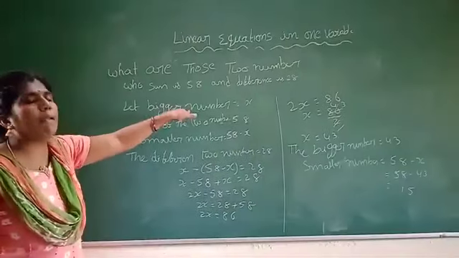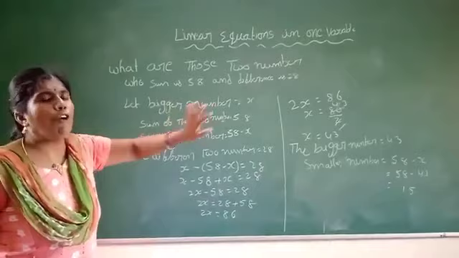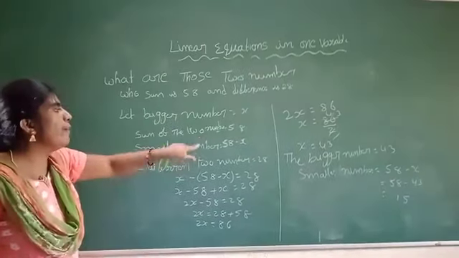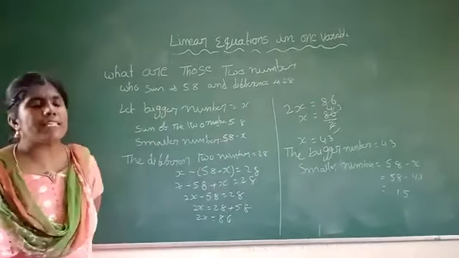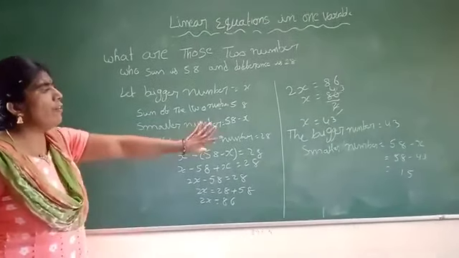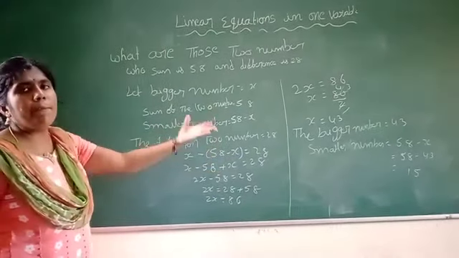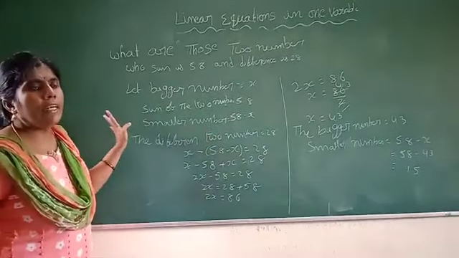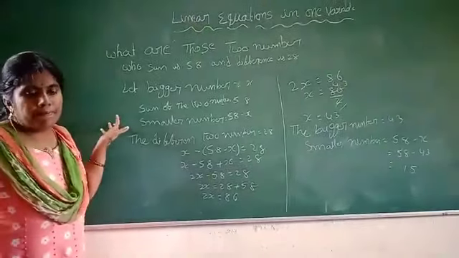x is nothing but the bigger number. The bigger number is 43. The smaller number equals 58 minus 43, which is 15. This is how to find the two numbers, the small number and the bigger number. Is it clear to understand, all children?